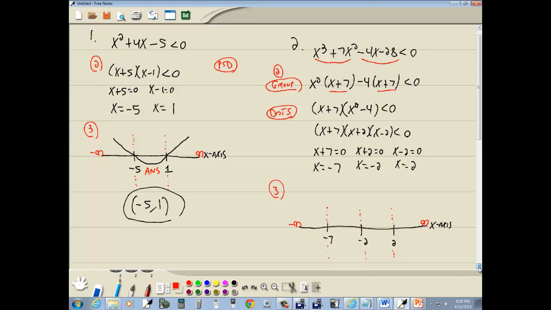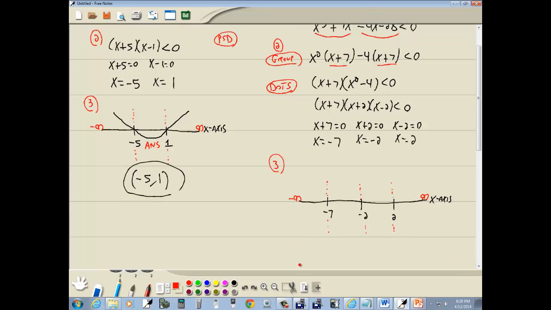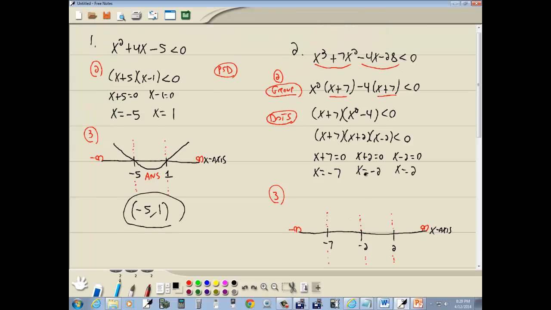You'll notice I haven't tried to be exact in my graphing here. The distances between -7 and -2 and between -2 and 2 are actually pretty close, aren't they? But I wouldn't care about that, because I'm just trying to get a general idea. All I'm looking for is above and below. Okay, well, we need to graph this. And we're going to graph our original polynomial up here.